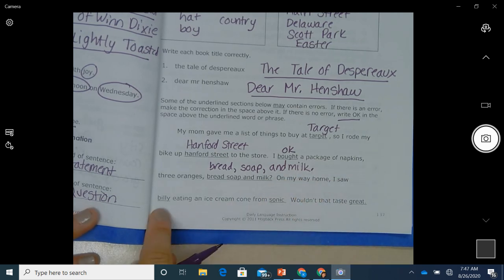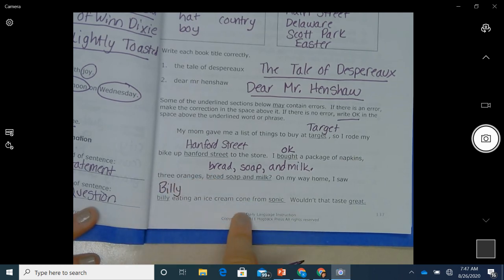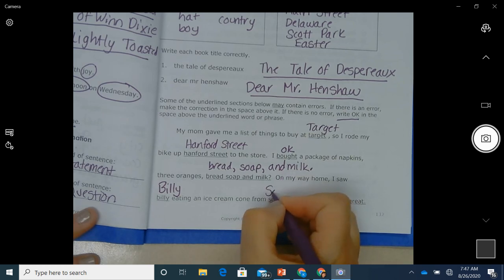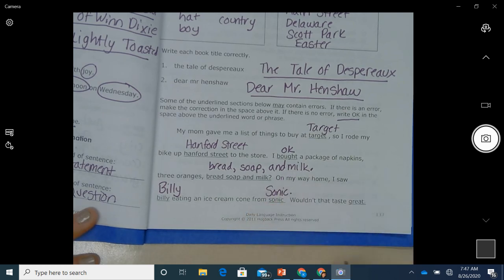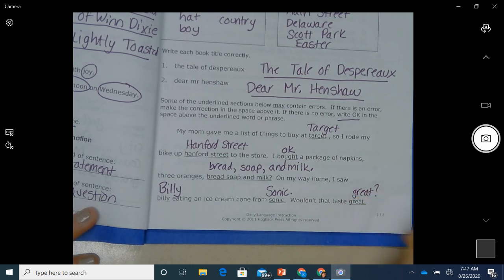On my way home, I saw Billy, that's the name of somebody, so it needs to be capitalized, eating an ice cream cone from Sonic. Sonic is a good hamburger place, and it needs to be capitalized because it's the name of a restaurant. Wouldn't that taste great? That is a question, not a statement, so I need a question mark.